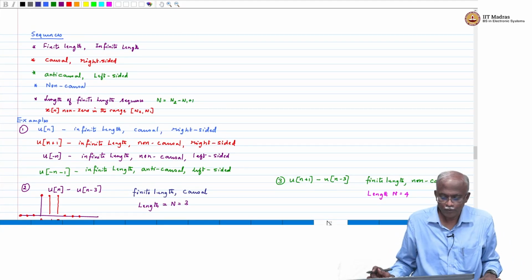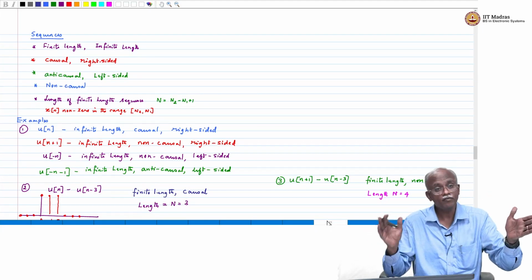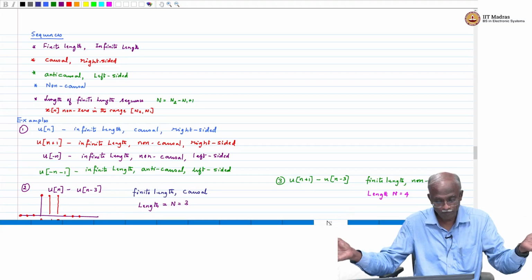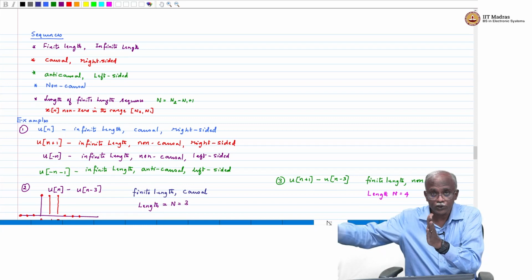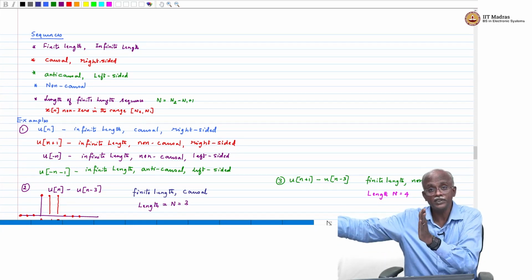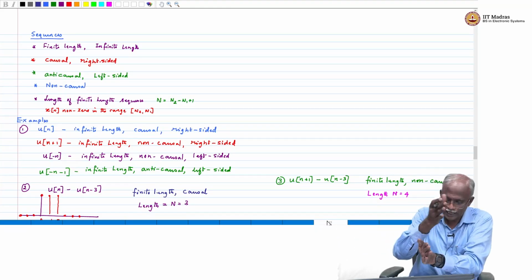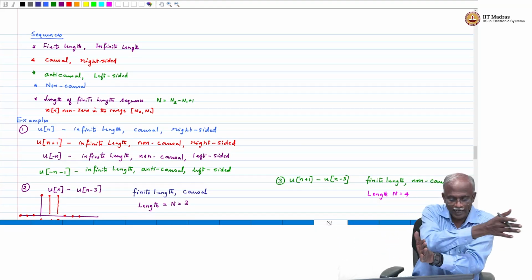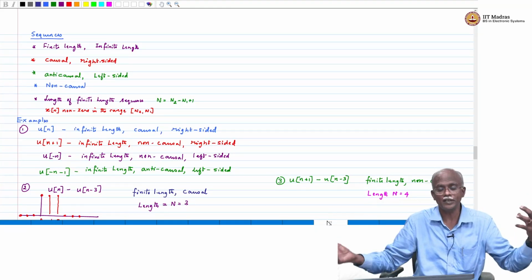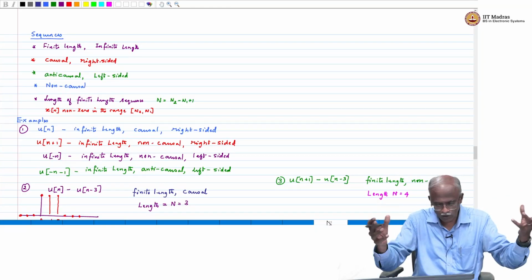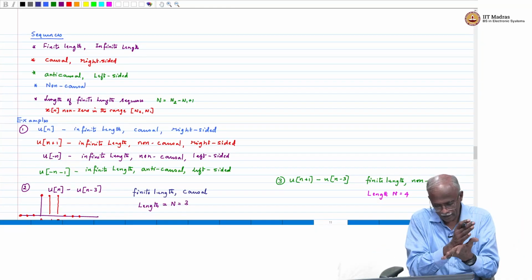All right. Then we went on to looking at the definitions. When is a signal a finite length or an infinite length sequence? Is it a causal sequence? If it starts at a point and then goes towards infinity, it's a right-sided sequence. If it starts at n equal to 0 and goes to the right, you call it a causal sequence. Similarly, what is a left-sided sequence, an anti-causal sequence? What is a sequence that has positive and negative indexes of n? That's a non-causal sequence.